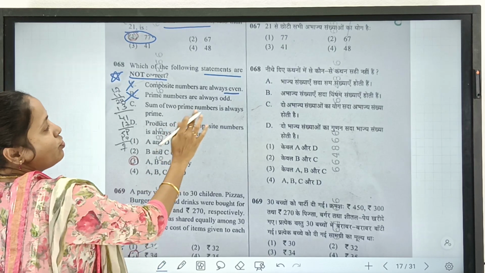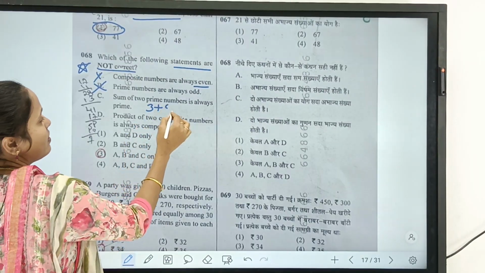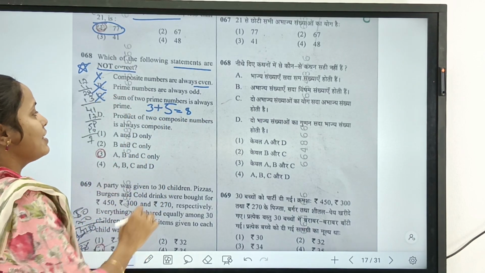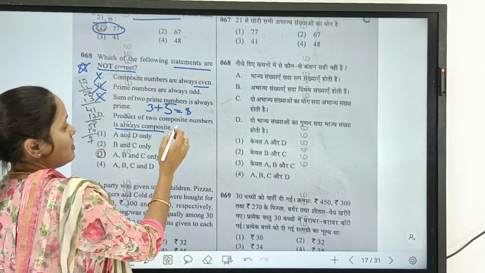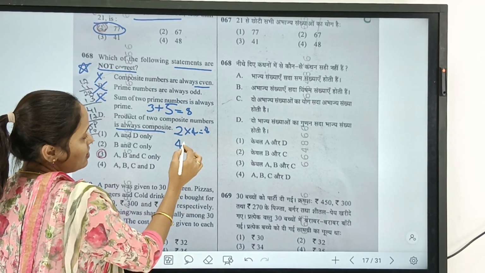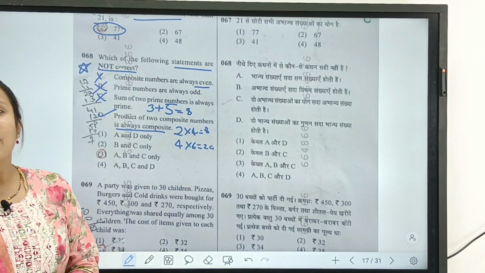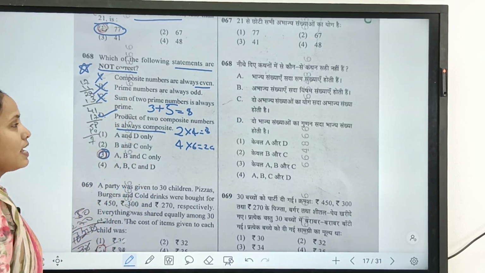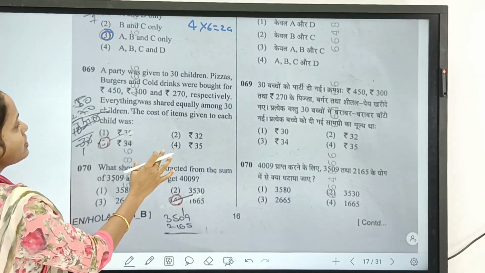Next, the sum of two primes is always prime. It will be 3 plus 5, which is 8, means not prime. This is also wrong. Next, the product of two composite numbers is always composite. Yes, correct. Suppose take 2 into 4, 8, and 4 into 6, 24, means this is correct. But in the question, what are they asking? What is not correct? Means A, B, C. The answer is A, B, C. So many statement questions we got in this question paper.